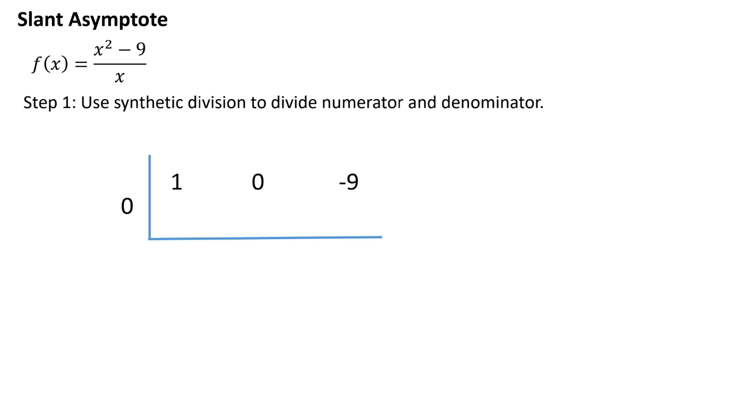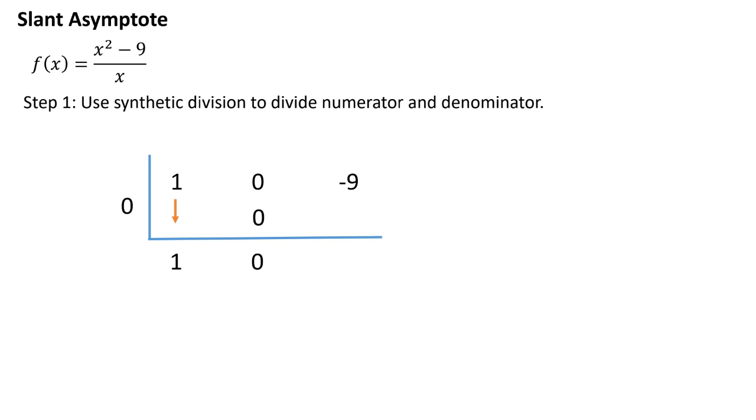Okay, so here what we can see is we write the coefficients of the numerator. So we have an x squared. Our coefficient is 1. Now we don't have an x, so we use 0. We have a constant, which is a negative 9, and we're going to divide this by 0.